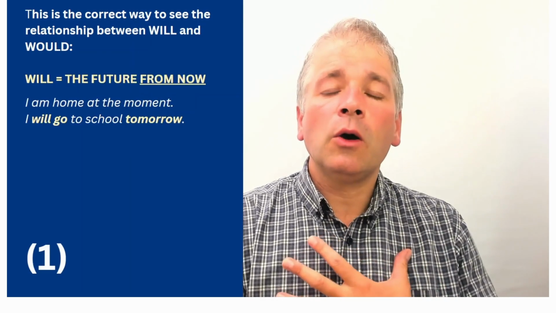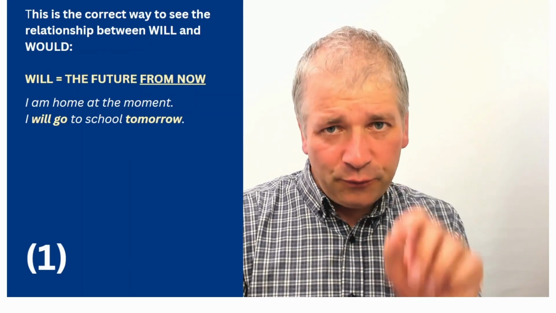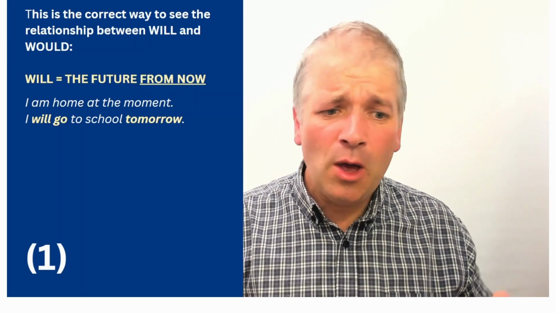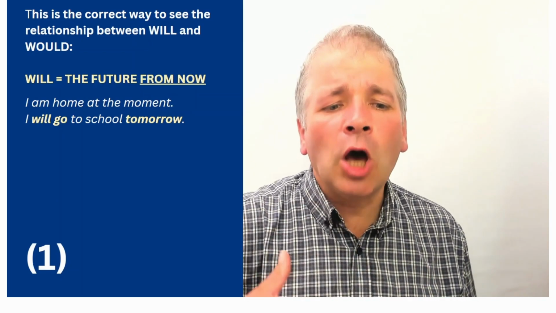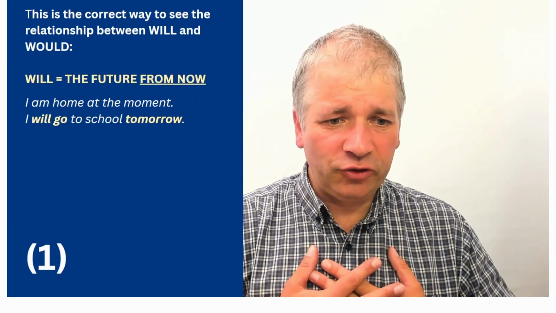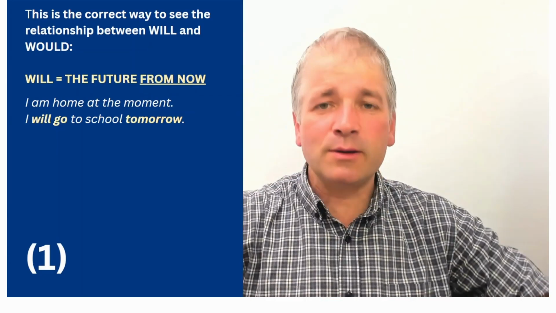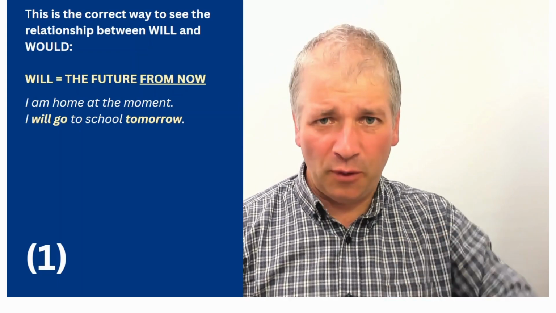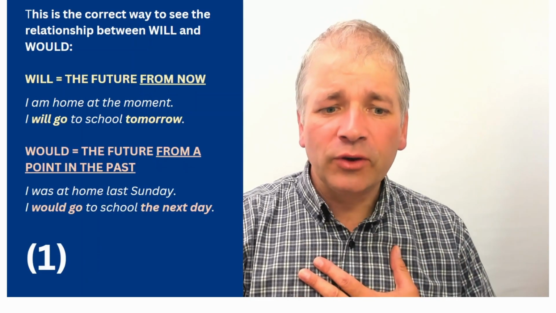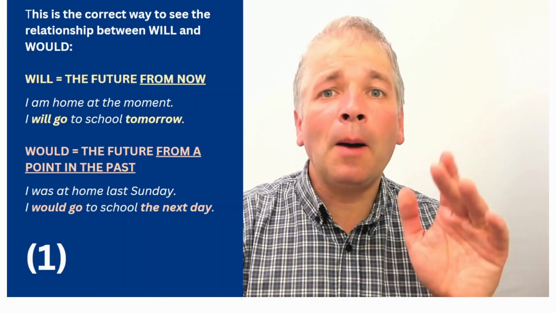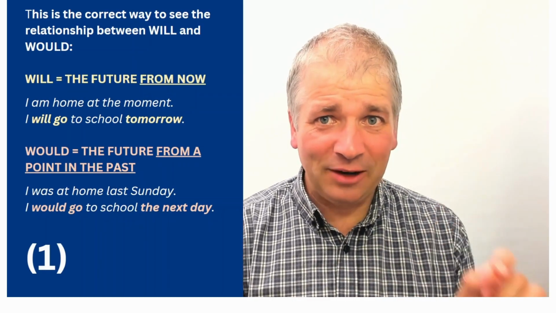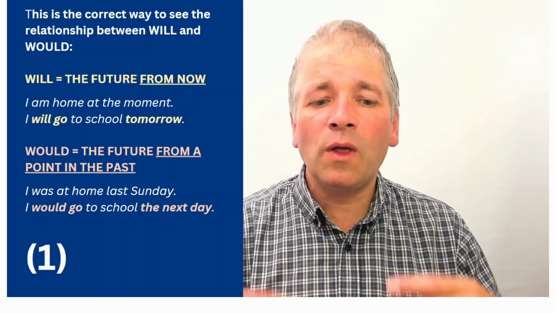So first of all, we already understand that will is the future from now. So let's imagine these two sentences together. I am home at the moment. I will go to school tomorrow. So will tells us the future from this point, from the present situation. So will is the future from now, from the present situation. So how is would the past here? Well, would is the future from a point in the past. I was at home last Sunday, let's imagine. I would go to school the next day.